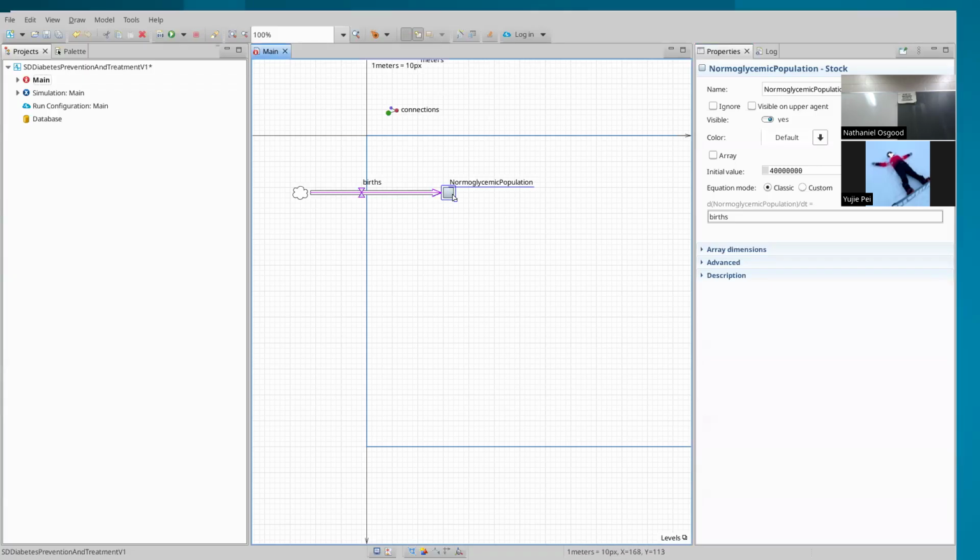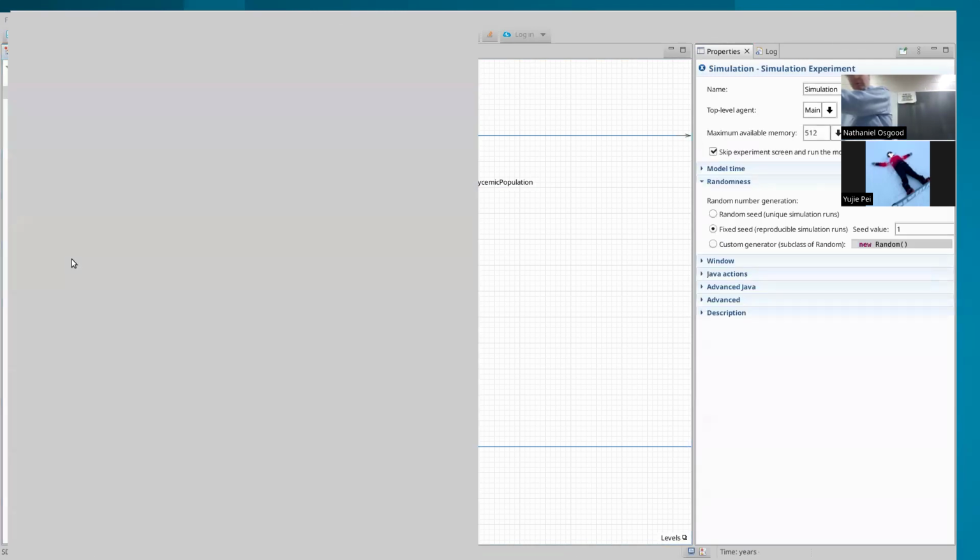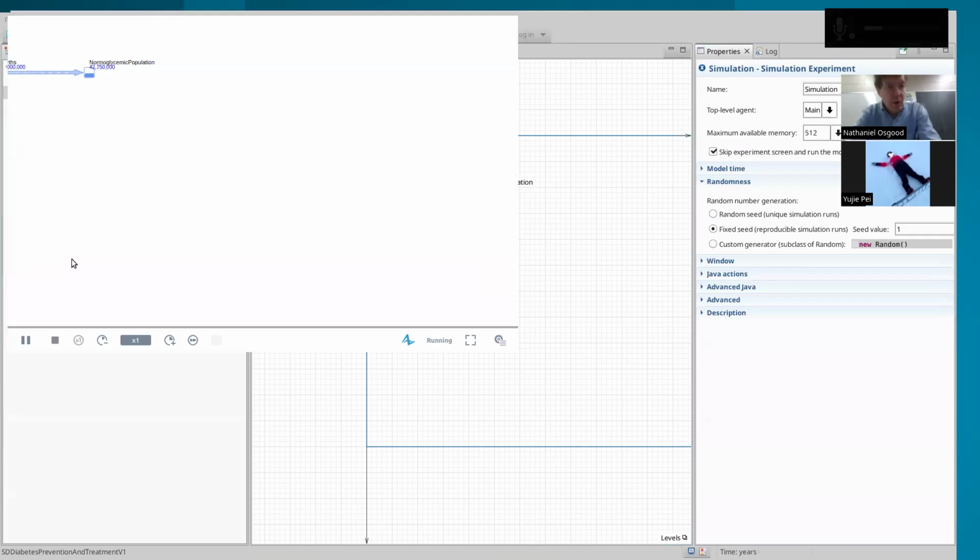Over there is $1 million per year. Aiden, yes, okay, the normoglycemic population will continue to rise by a million each year. And so it will be going up or down over time? Up. Okay, so let's test Aiden's theory for how the behavior will change.